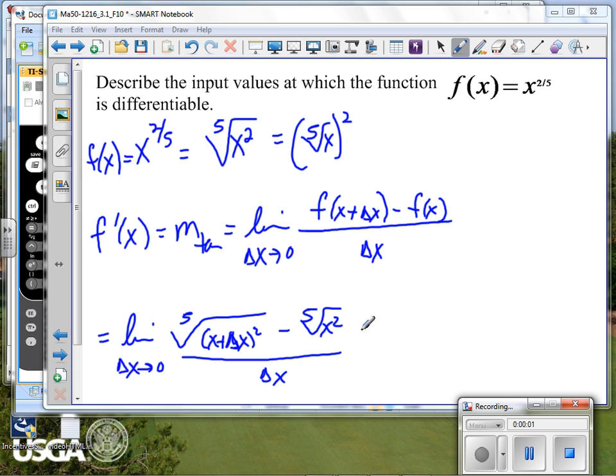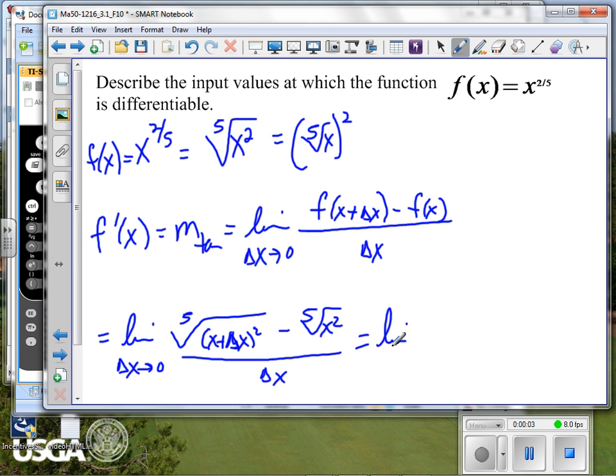Let's see. This would be the limit as delta x approaches 0. Oh, wow. What a mess we have here. The temptation is to say, we'll use the conjugate, right? I know some of you are saying that. Let's just use the conjugate. Let's multiply both numerator and denominator by this quantity plus that quantity.